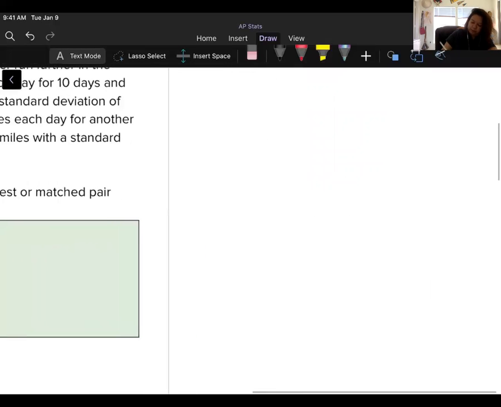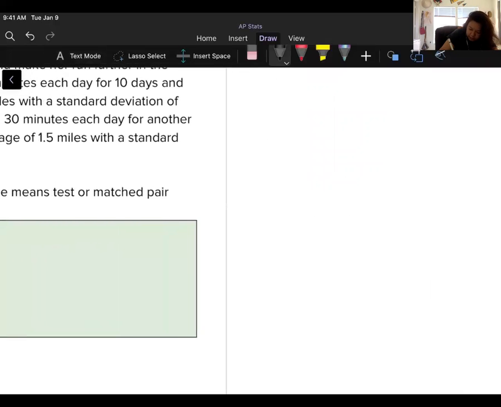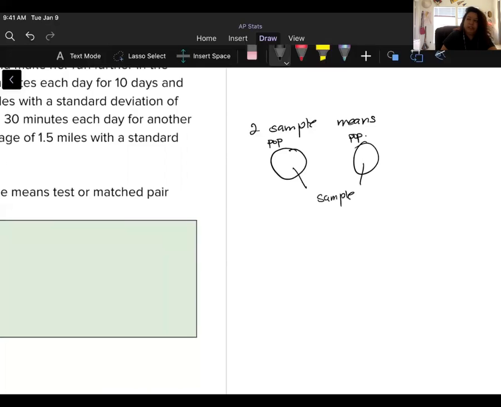A two sample means represents that we have two populations, and we're pulling a sample from each of these two populations. For a matched pair design, you have one population that tests both treatments.